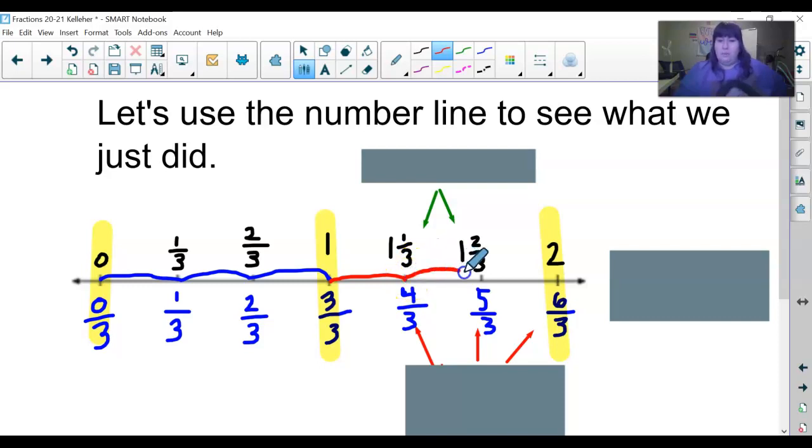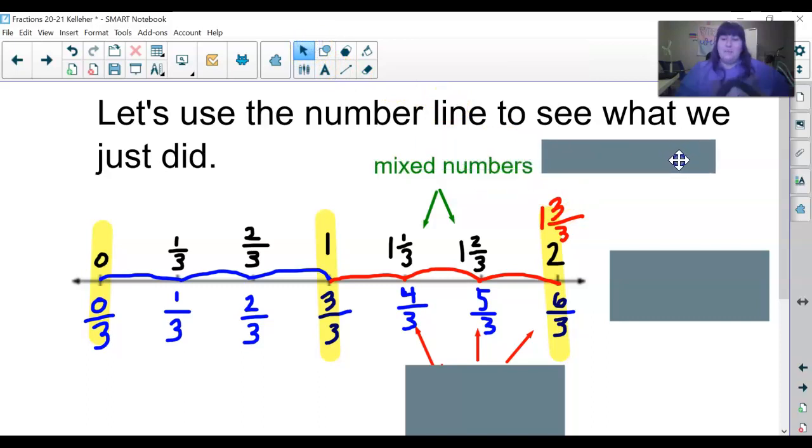Our next jump, 5/3, or 1 and 2/3. Our next jump, 6/3, or would have been 1 and 3/3, but because a fraction with the same numerator and denominator equals 1 whole, 1 and 3/3 would actually just be 2, because you have 2 wholes right here.